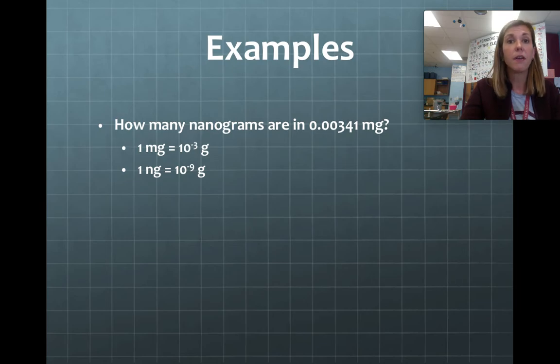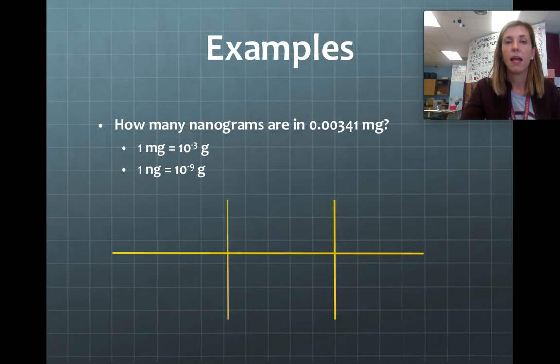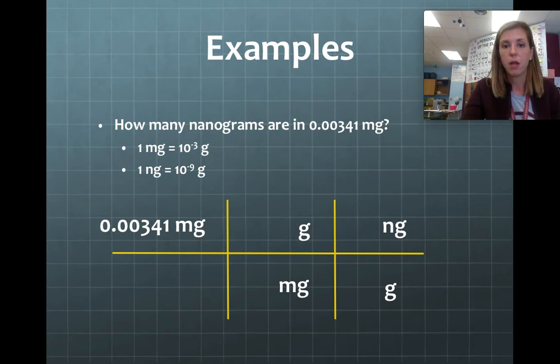Our last example is another metric example. How many nanograms are in 0.0341 milligrams? I'm going to have my big T-chart with my given in the first box. Because I'm starting with milligrams, milligrams goes below to cancel. But I'm going to go to the base unit so that I can use those factors. Then, using my base unit to cancel, I can then get to nanograms. Remember that 1 goes in front of our prefixed unit, the milligrams, and the factor goes in front of the base unit. So there's 10 to the negative third grams in 1 milligram.